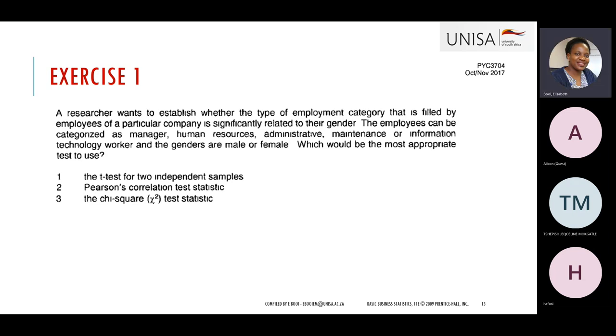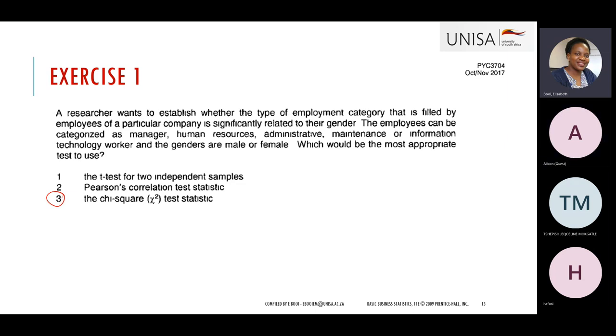Is it one, t-test for two independent variables? Number two, Pearson correlation test? Number three, chi-square test statistic? Is it one, two, or three? Three. It will be three.